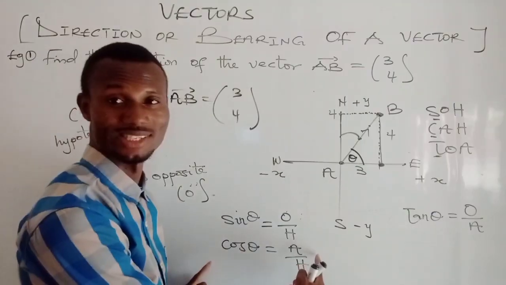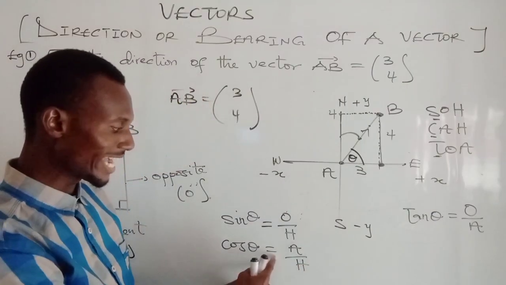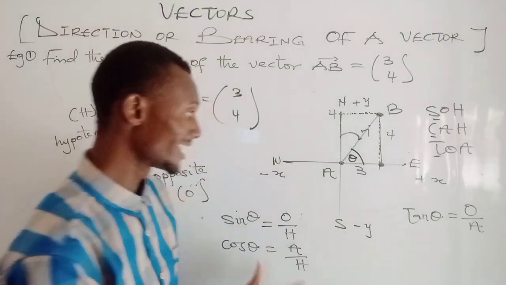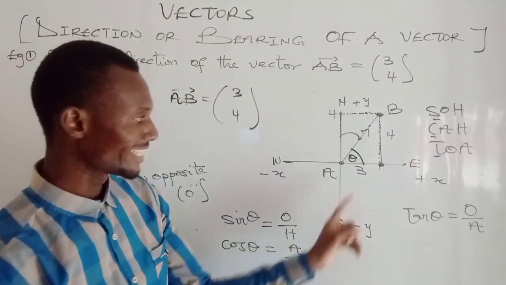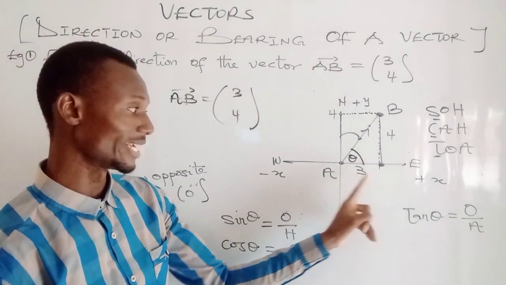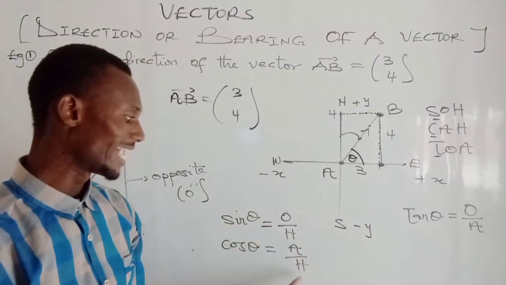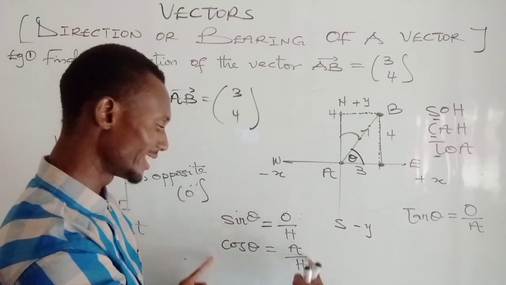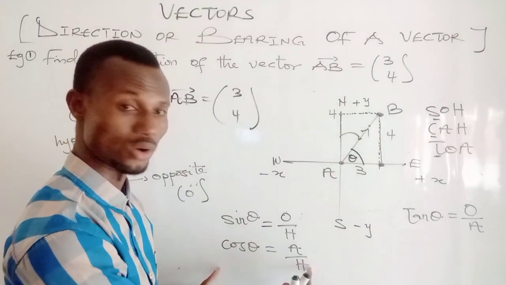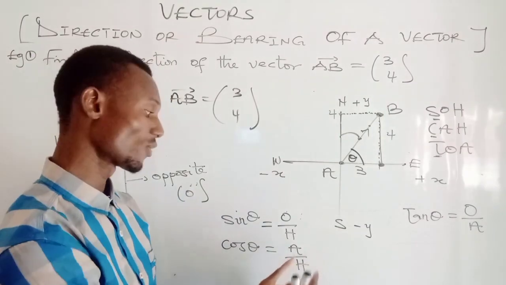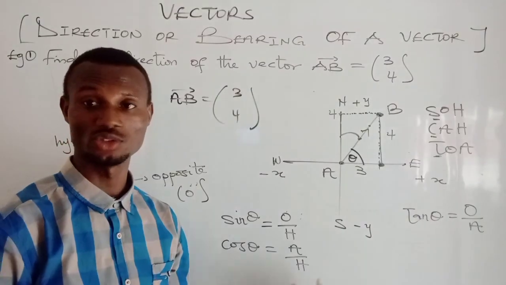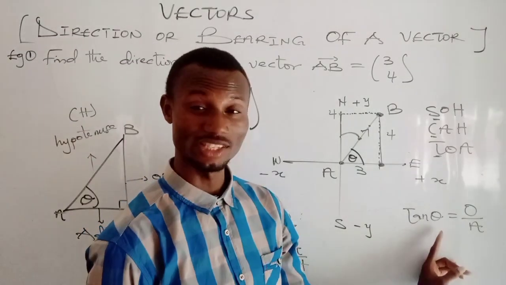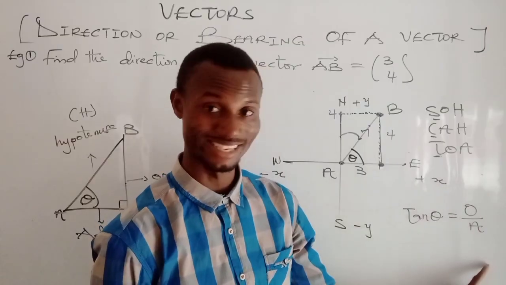Now let's come to cos theta also. Cos theta equals adjacent over hypotenuse. Let's check if we have it. The adjacent is the 3, we have it. This side is the adjacent. And the hypotenuse, this side, we don't have it. So we cannot use this trig ratio as well, cos theta equals adjacent over hypotenuse. Okay, let's come to tan theta, which is equal to opposite over adjacent.